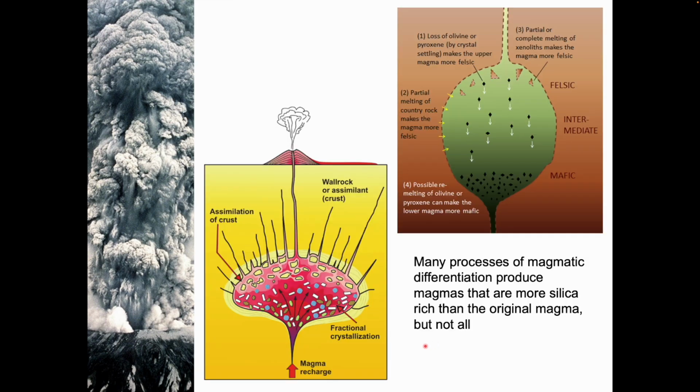There are many different processes of magmatic differentiation that produce magmas that are more silica-rich than an original magma body of melt, but not all the time. There's a couple of different ways this can happen, and actually a combination of the two is usually what happens.